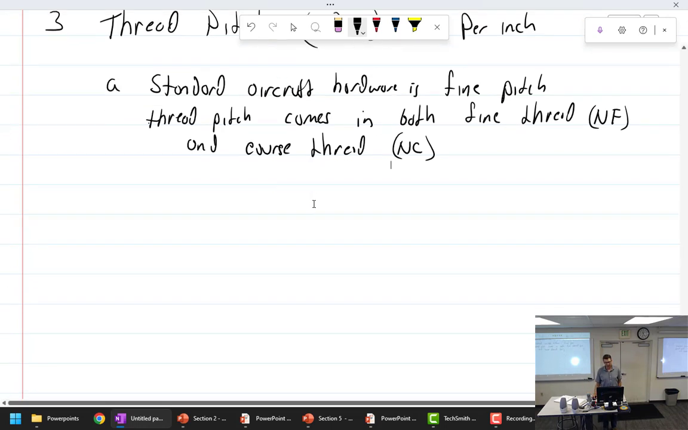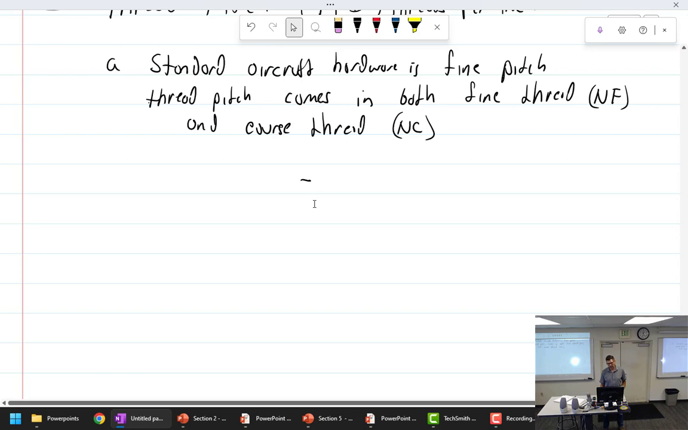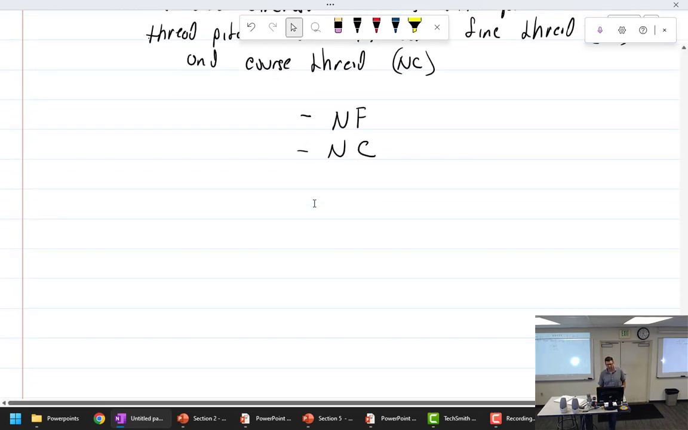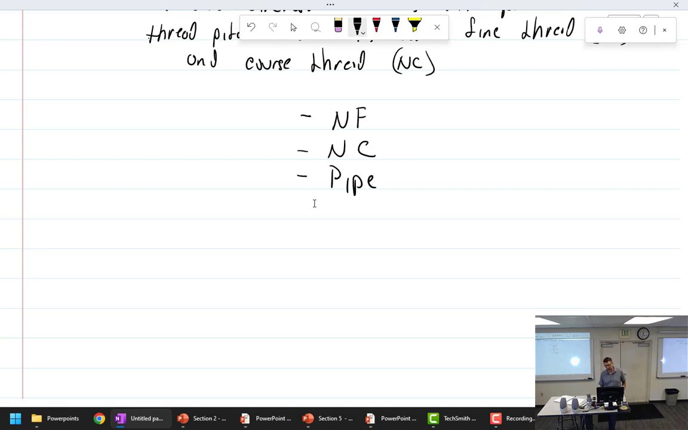While we're on this subject, side note: we have NF, which is fine thread, which is most aircraft hardware. We have NC, which is coarse thread. Light general aviation engines use coarse thread almost exclusively on their hardware. Then we have pipe thread, which is not the same as any of those things. And then we have hose fittings, just to keep it simple. Those are four distinct things.